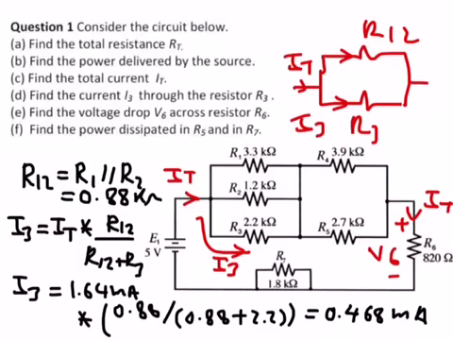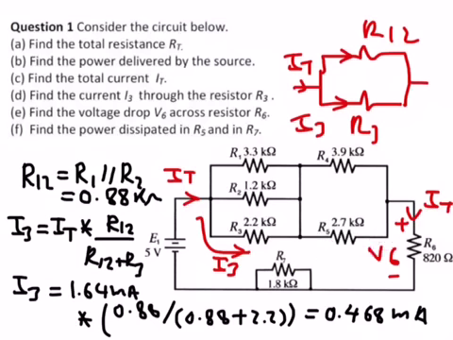The last thing is the power dissipated in R5 and R7. There is no power dissipated in R7. Why? Because the current will flow in the short circuit and will ignore R7. So I7 is 0, and thus P7 is 0. There is no power dissipated in R7. If you want to get the power dissipated in R5, it's not a problem.